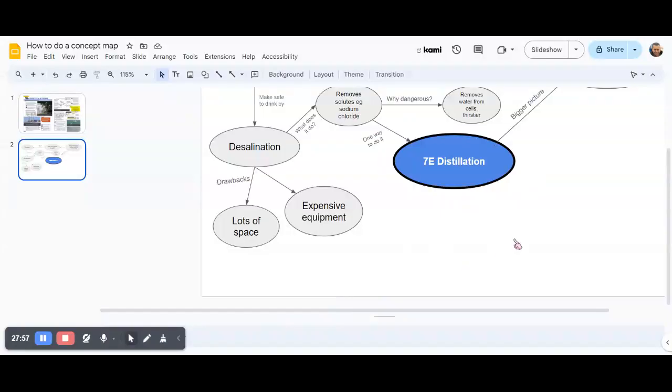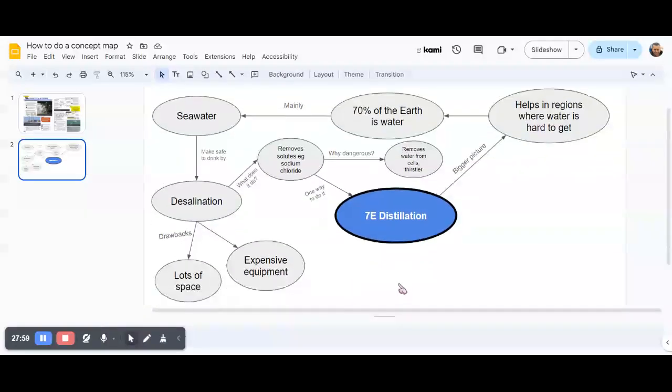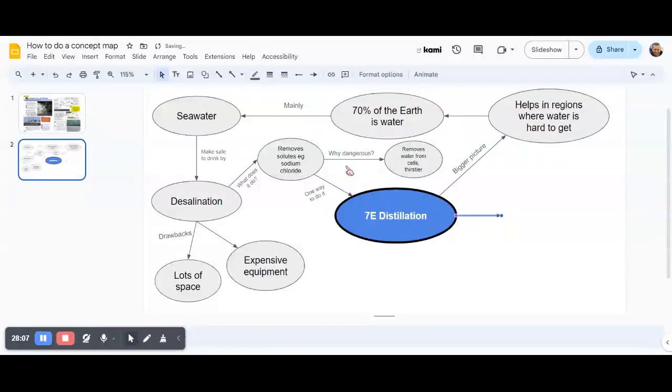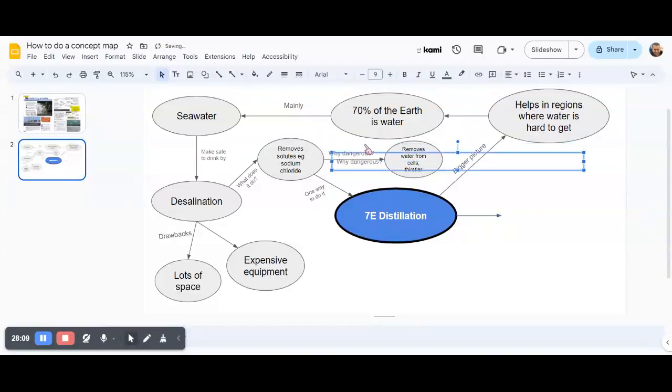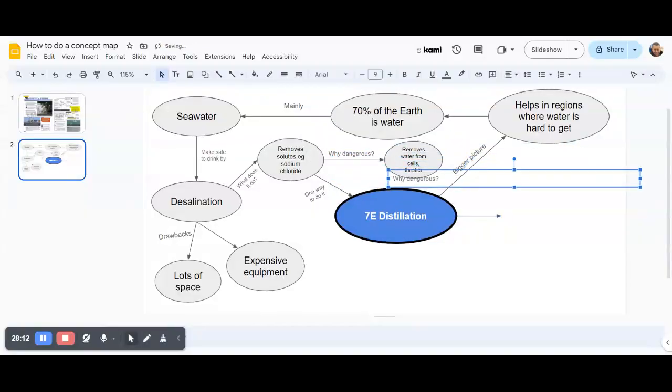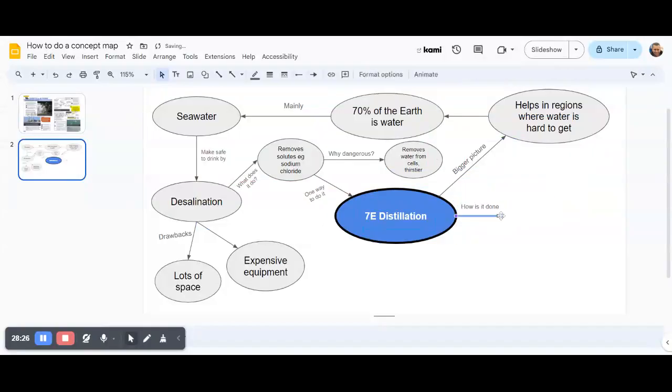Okay, so let's bring ourselves back to here. Now, I'm just going to do a quick one over here. So let's copy and paste that. And I'm just going to move this. And I think what I need to do is I need to have something like, how is it done? Okay, so just move that over here. And then we can say, right, okay, well, we can have like a step-by-step process.